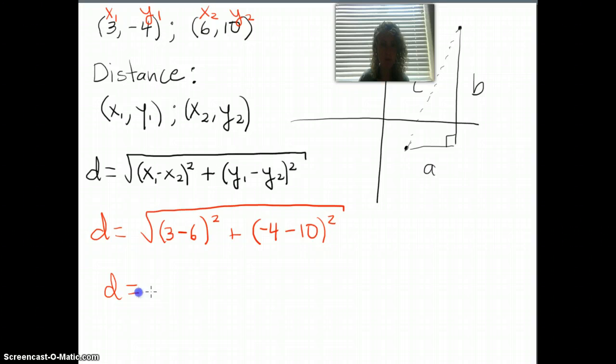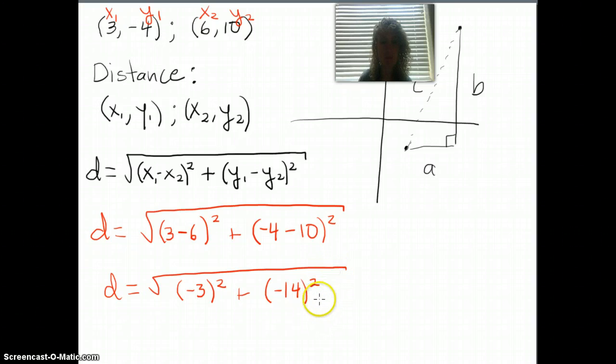Okay, now let's simplify this a bit. So our distance is going to equal -3 squared, because 3 minus 6 gives us a -3, plus -4 minus 10 is a -14, all squared. Good. I'm thinking I should have made the problem a little easier because I don't know 14 squared off the top of my head. Now, since these negative signs get squared, the negative is inside the parentheses, so that means we're going to have a -3 times a -3. And we know that 2 negatives give us a positive, so this will just be a +9 here.